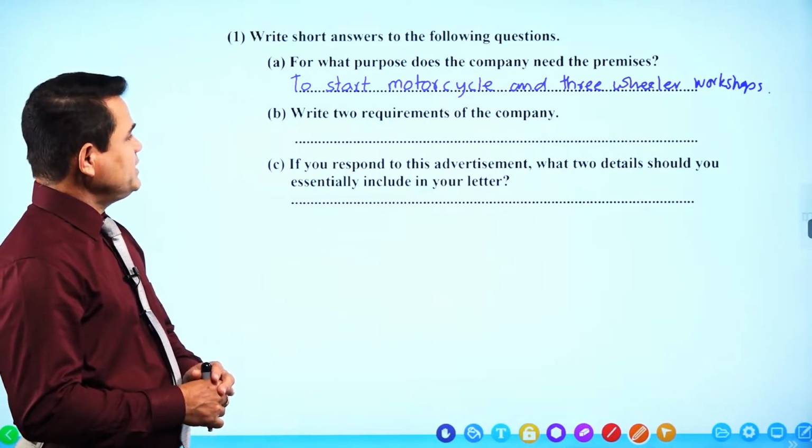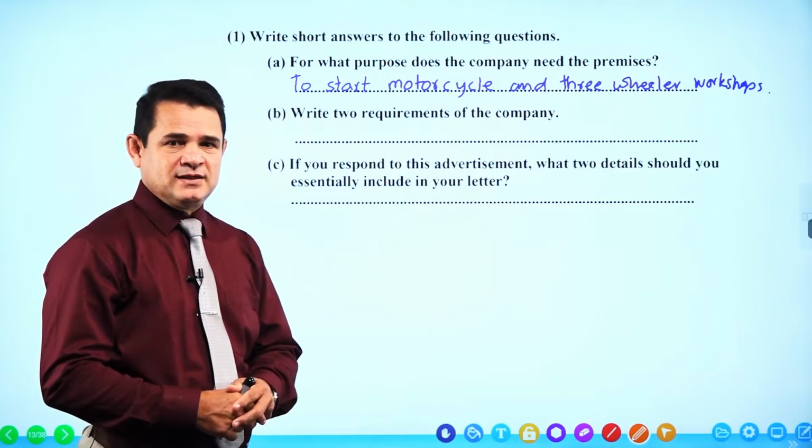Next one, write 2 requirements of the company.